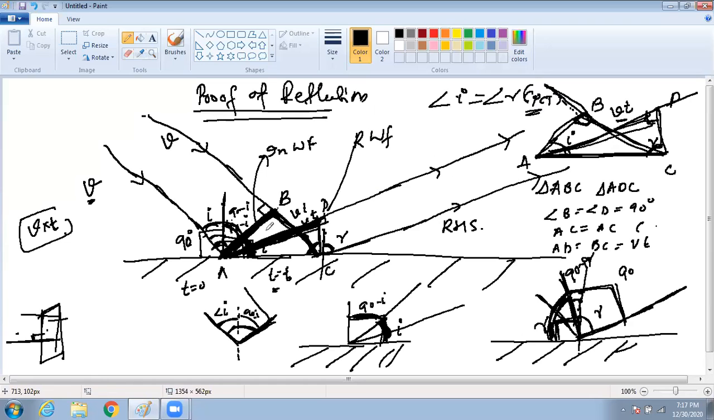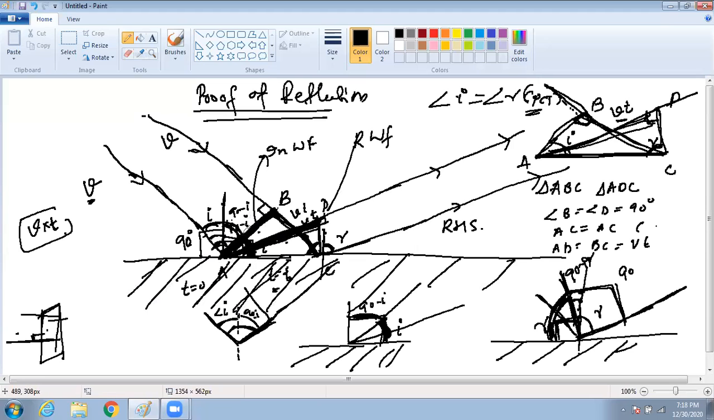So now what we saw in Huygens' principle, in the law of reflection, we were talking only about the rays: incident ray, reflected ray, normal. But here, what are we talking about? Incident wavefront, reflected wavefront, plane. This is the plane. Understood? Incident wavefront, reflected wavefront, and the plane.